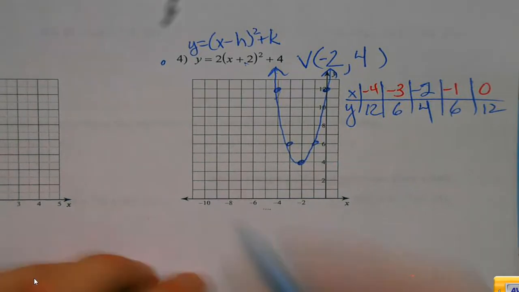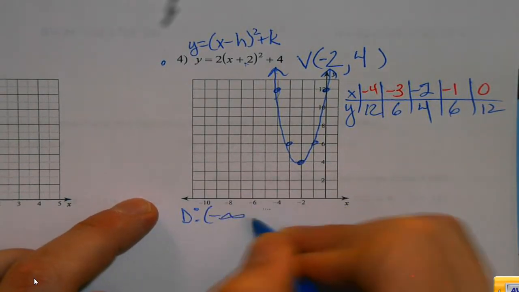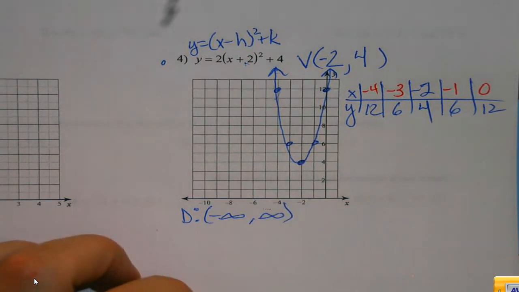And now I just get all my other info. My domain, don't even have to think, don't have to look at the graph. Forever left, forever right. Okay.